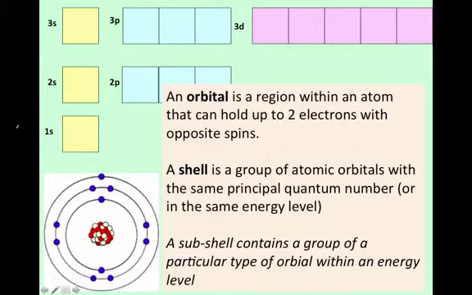So we can start with a few definitions here. An orbital, and we'll talk about the shape in a minute, is a region within an atom that can hold up to 2 electrons with opposite spins. Don't worry about this word spins at the moment, but the point is that each orbital holds 2 electrons. A shell is a group of atomic orbitals with the same principal quantum number, this n that we've just been talking about, or an energy level. In other words, it's in the same energy level.